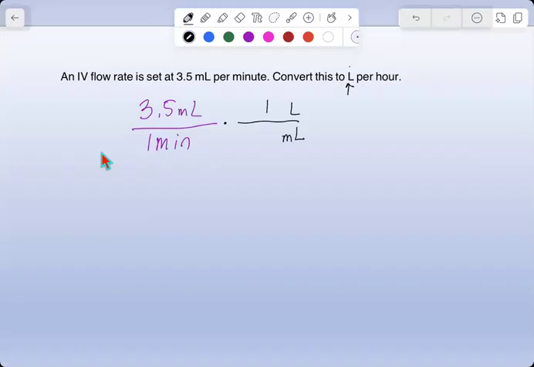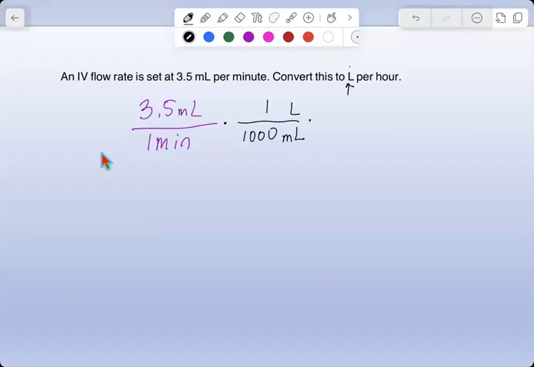1 liter is 1,000 milliliters. So finding what that unit is and how it relates. If you look at your conversion facts on the metric, milli is 1,000th of something. So 1 liter jumps three over to the right to get to milliliters. It's 1,000.